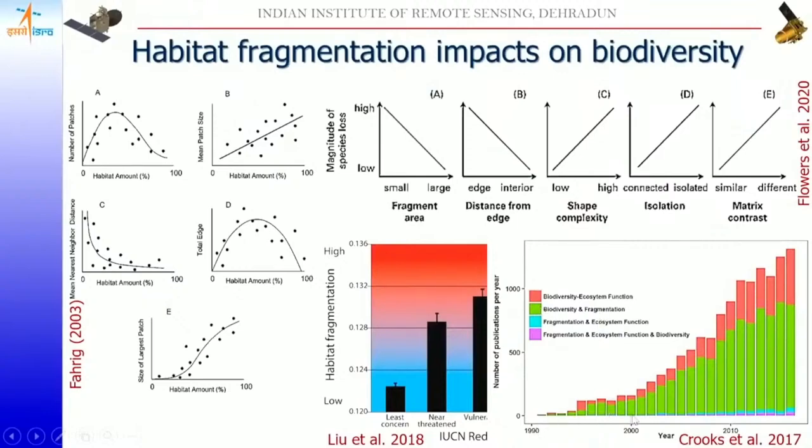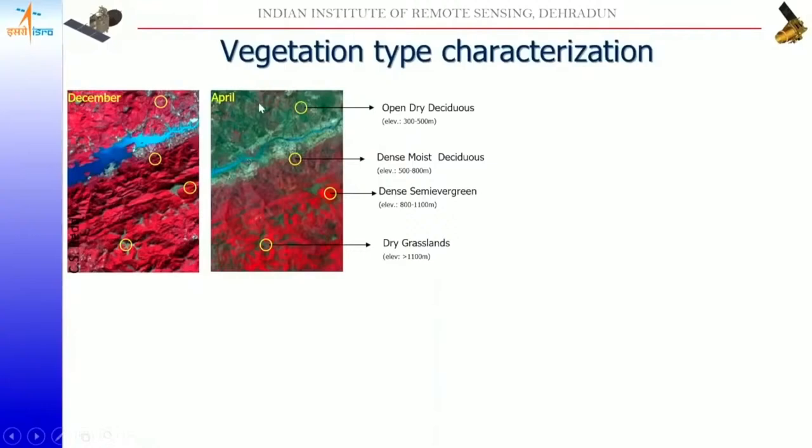So you can see the number of studies, the trend of the studies in the recent past, and these are growing very exponentially. So habitat fragmentation and the landscape level analysis are very important parameters in the biodiversity assessment in any area. Another important parameter is the vegetation type characterization, because many species or groups of species tend to adapt in a certain kind of environment, and the individual vegetation type provides the important habitat for the particular species.